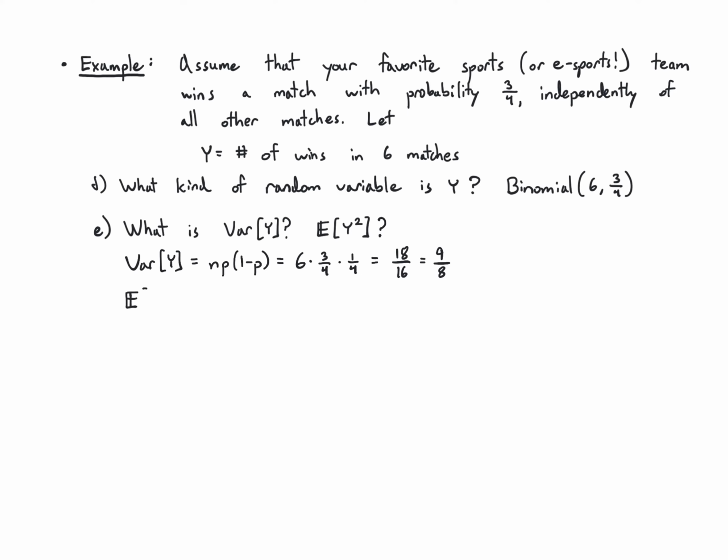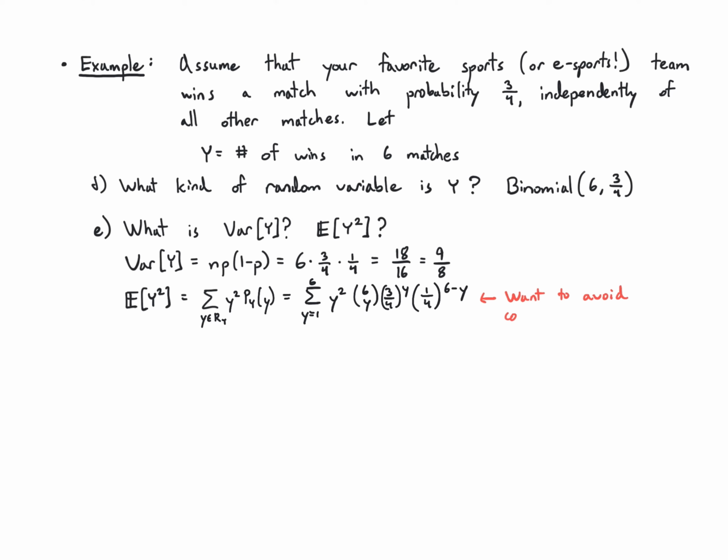What about E of y squared? Well, if I just go and plug into the definition for the expected value of a function of a random variable, I'll see that I get the sum over the range of y. I'm summing up the values y squared weighted by the PMF of y. Well, I can plug in the PMF formula. So I'm going to get y from 1 to 6, y squared times 6 choose y, 3/4 to the y, 1/4 to the 6 minus y. Again, I can do this calculation. It's just 6 terms, but I want to avoid it. I'm always trying to make my life in terms of calculation easier. I don't want to compute this formula out. So is there another way I can do this?